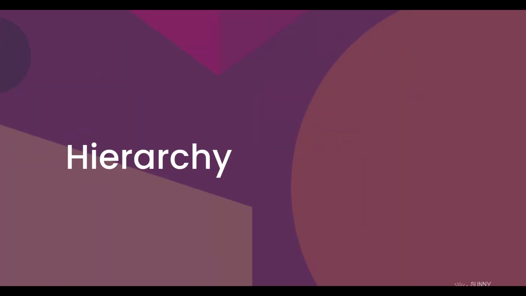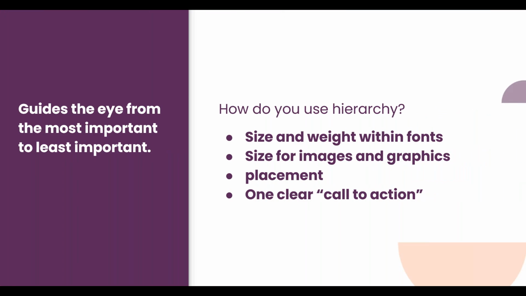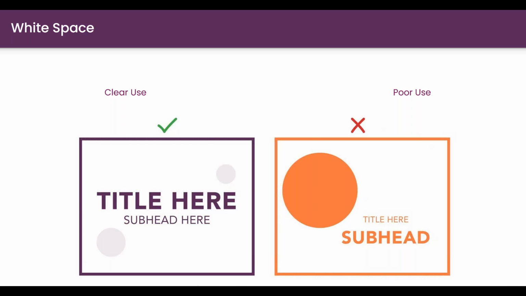And then hierarchy, which is vital, right? Hierarchy guides the eye from the most important to the least important thing on the page, on the project, on the billboard, on anything that you can think of, anything that is designed. So using hierarchy, size and weight within fonts, size for images and graphics, the placement of things, as well as, so placement is like the order. I probably should have said order instead of placement, but it does matter. And then one clear call to action.